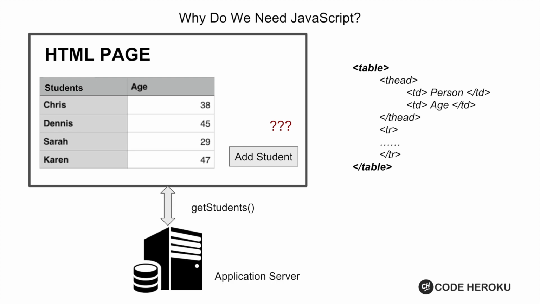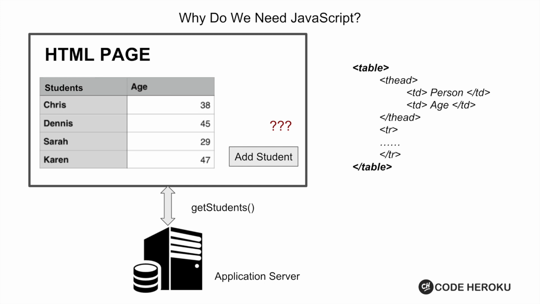You want to get it from a server. Over here, you are calling a function called getStudents, which is executed on the application server, and you're getting those records from the database. In those cases as well, you'll need some JavaScript to get those students from the database and populate it and show it to your user in a nice looking HTML page. Does that make sense?